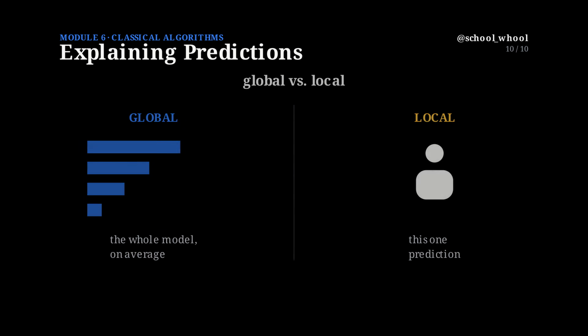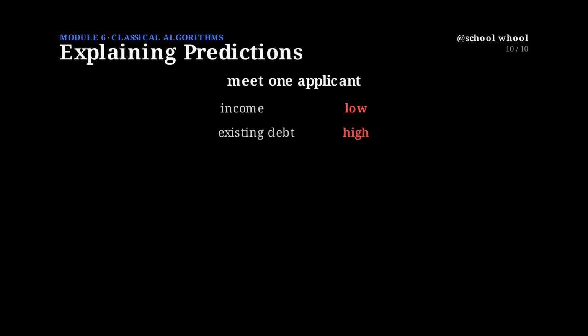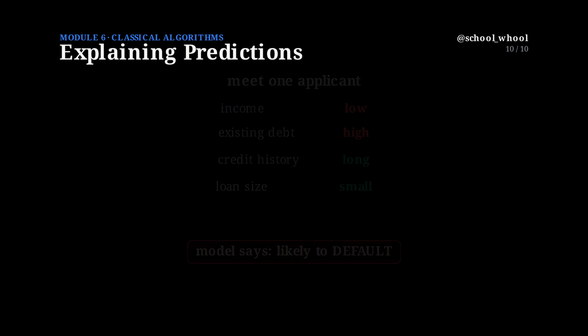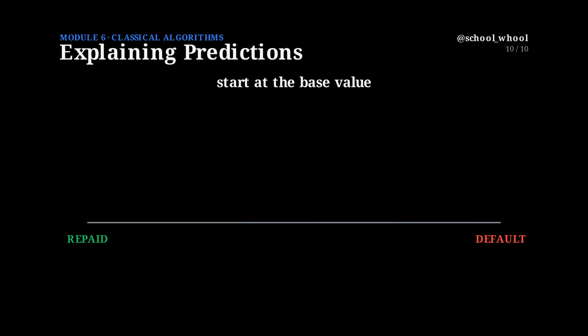Meet our applicant. Their income is low, their existing debt is high, their credit history is long, and the loan they want is small. The model predicts, likely to default. But we want more than a verdict. We want the reasons. We start at the base value, the model's average prediction across everyone, before looking at this person at all. Think of it as the default starting point. From here, each of this applicant's features will nudge the prediction one way or the other.